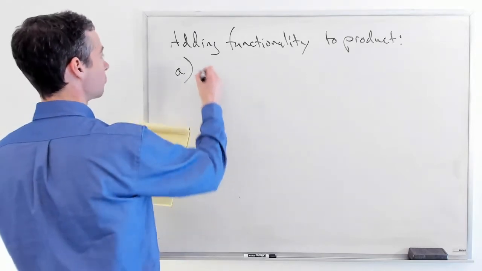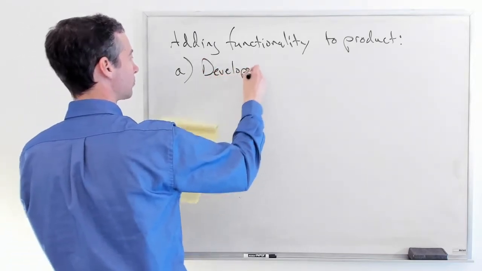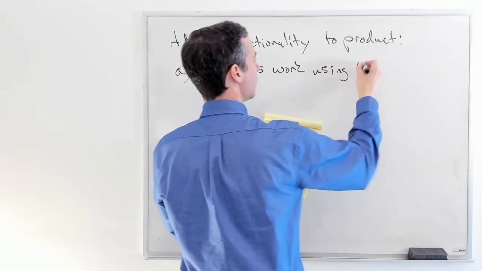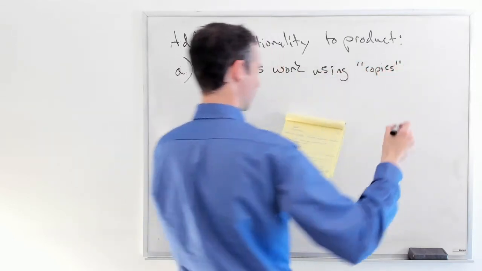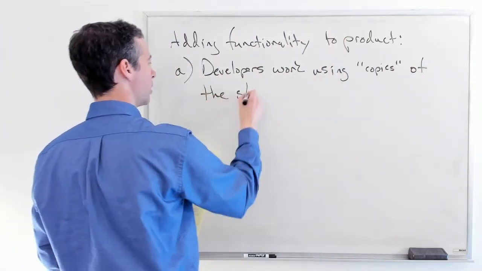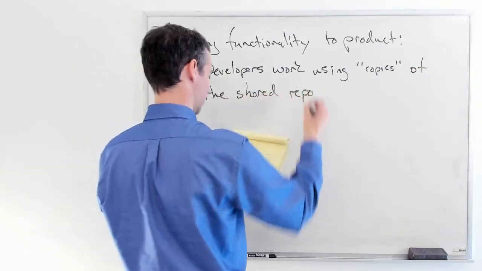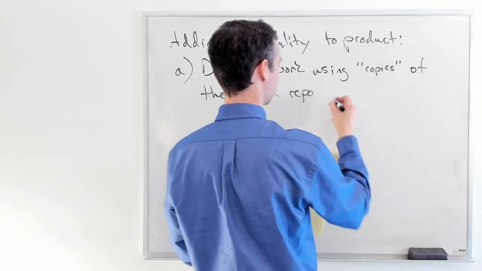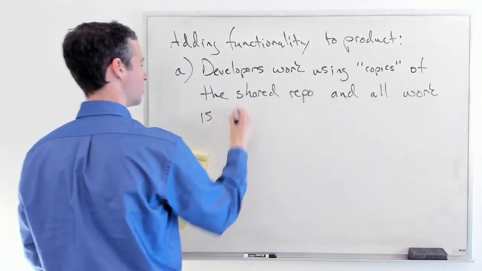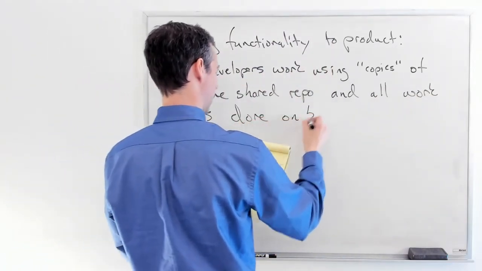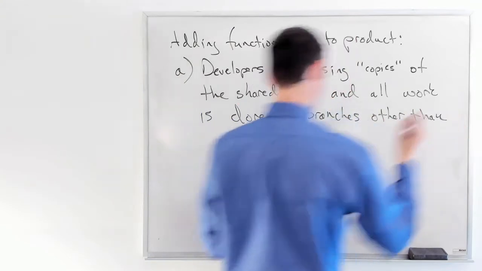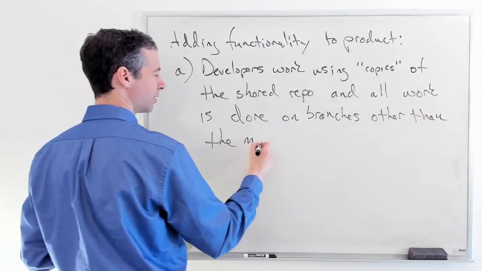All right, so developers, we can think that we work using, I'll put it in quotes because it's sort of true, sort of not true, copies of the shared repository, okay? And all work is done on branches other than the main branch. Now, what is a branch?